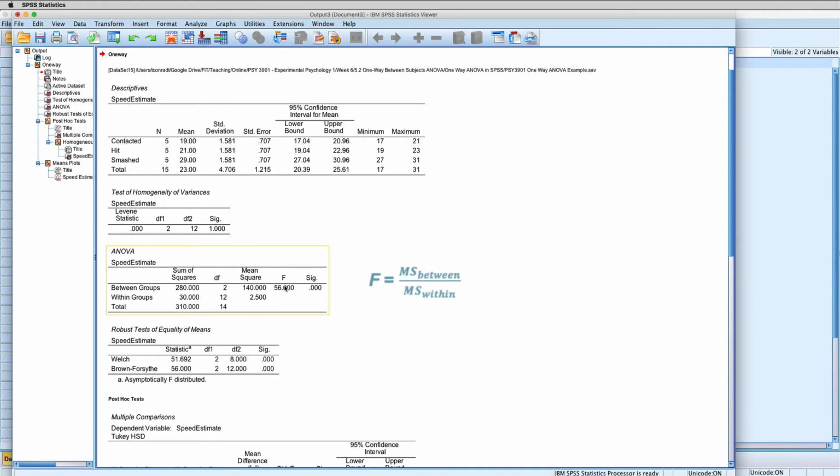We calculate the F ratio by taking the mean squared between divided by the mean squared within to get an F of 56 in this case. And as we can see here, this is highly significant.